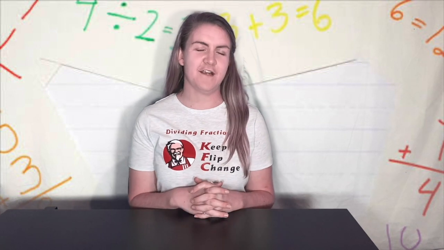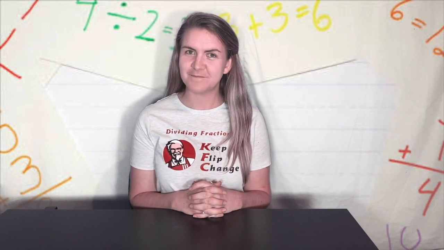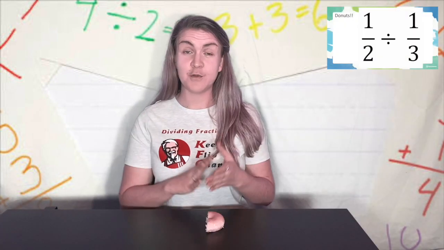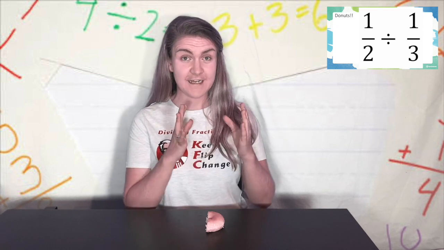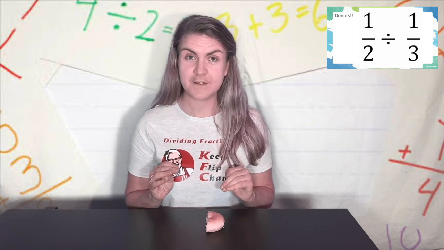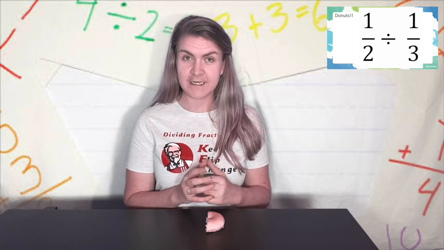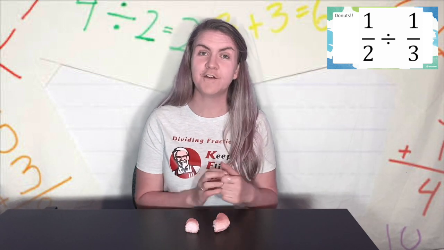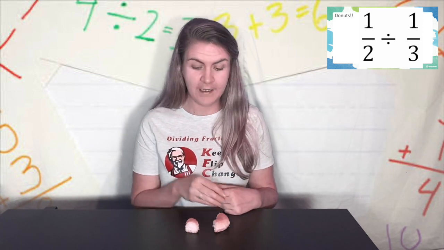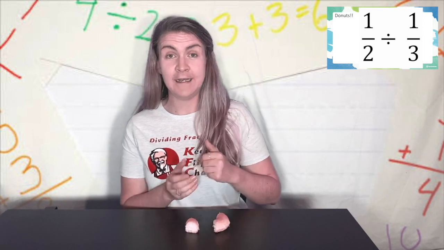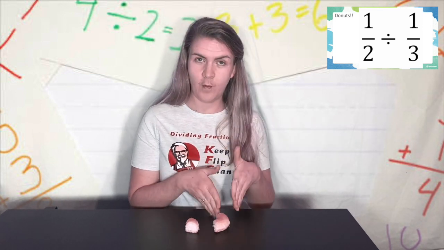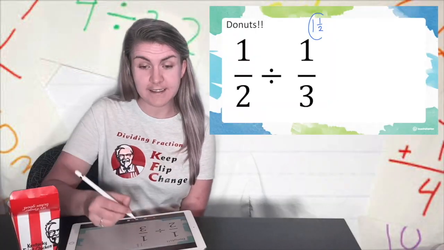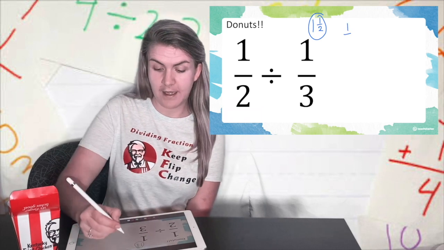And lastly, we need to think about dividing fractions by fractions. So let's go back to our Krispy Kremes. I have half a donut, and I want to do half divided by 1/3. So that's half of a donut split into groups that are 1/3 big. First, I need to split my donut into pieces that are a third big. As you can see, I've only got enough donut to make one group that's a third big. And then my second group is only half of a third, which means I have 1.5 groups of a third big.